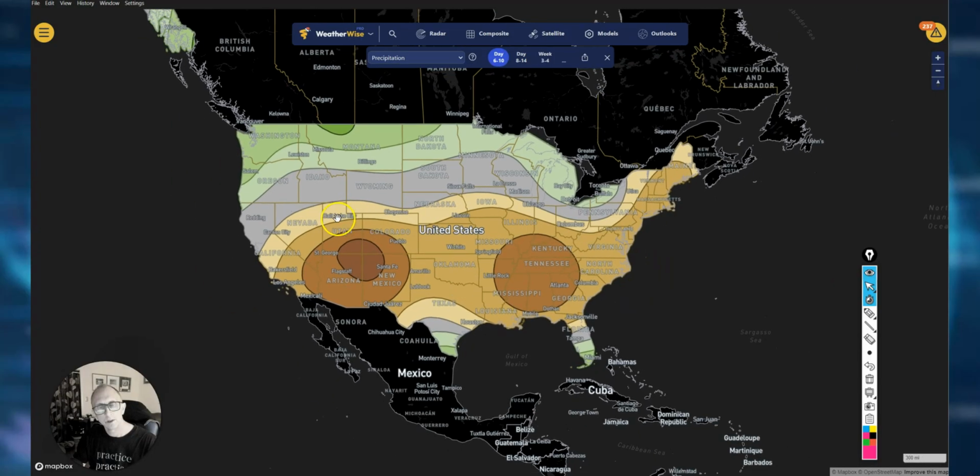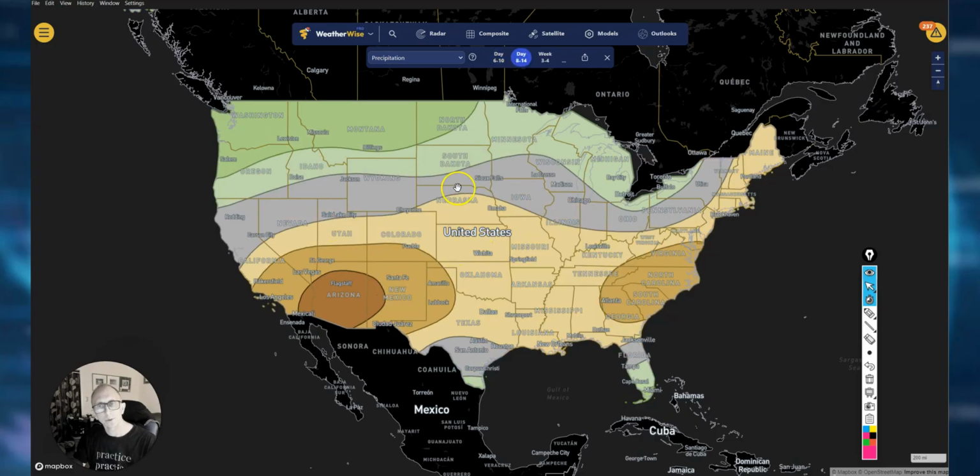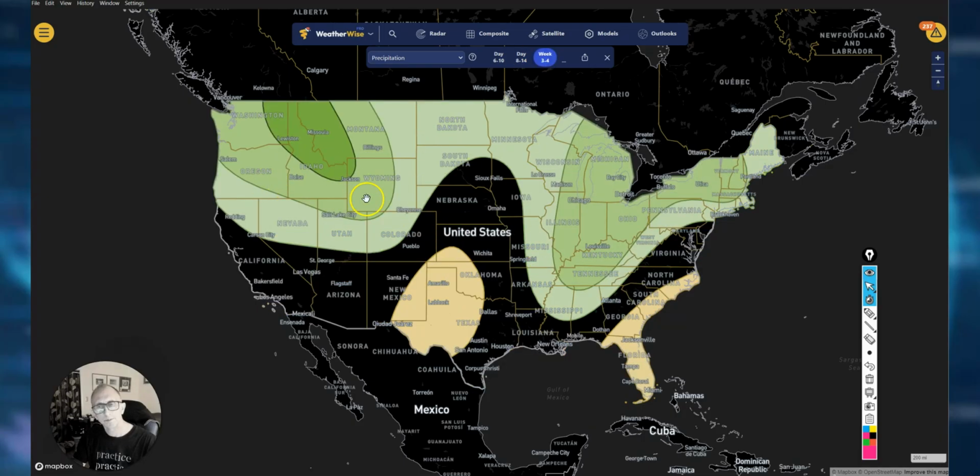Look at precip. In general, drier than average for a good portion of the nation except for the northern tier. Same thing for day 8 to 14 in the mid-range. And week 3 to 4 looks like drier than normal possible here along the southeast coast and parts of Texas, Oklahoma, Kansas, New Mexico. And these areas in deeper green, possibly above normal precip in the longer term.